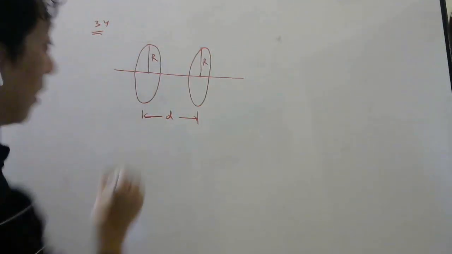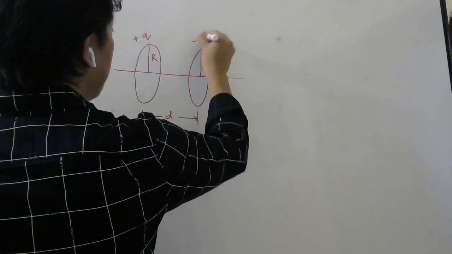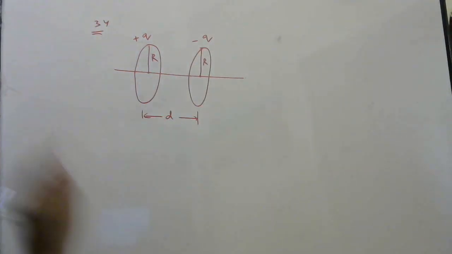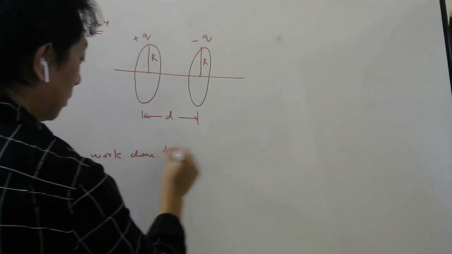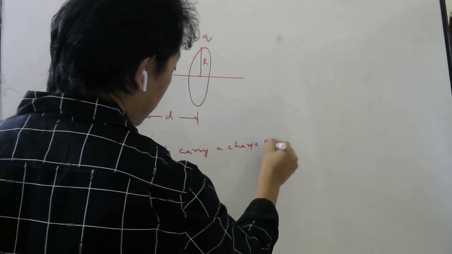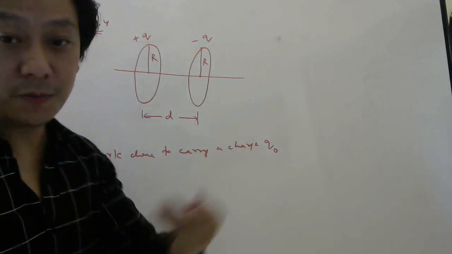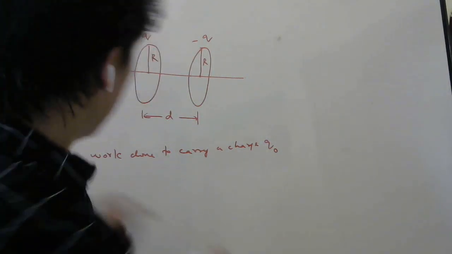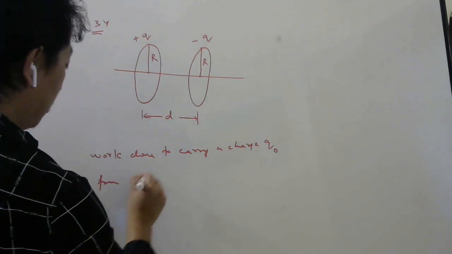The charge on one of them is given as plus q, and the other one is minus q. They are asking to calculate the work done to carry a charge Q naught. Q naught is not the source charge. These are your source charges. Q naught is basically the charge which you move. So the work done to carry a charge Q naught from A to B.